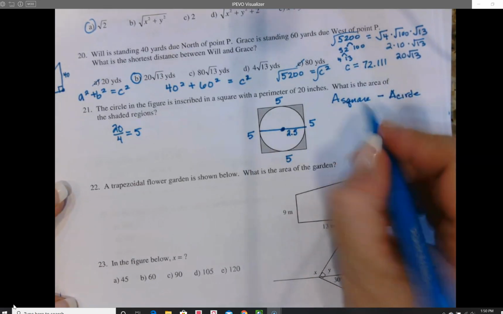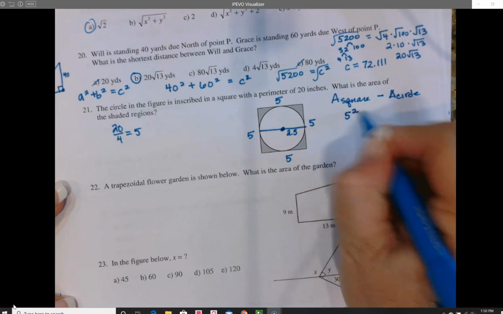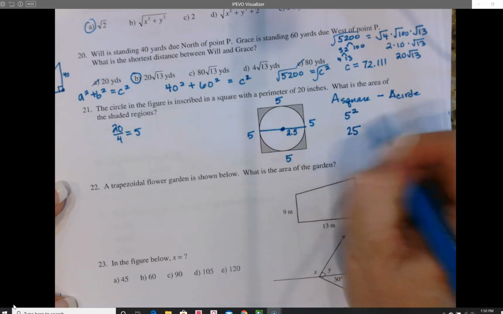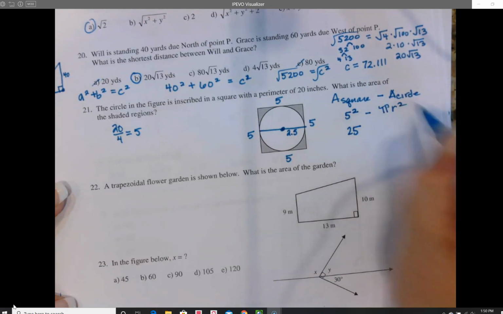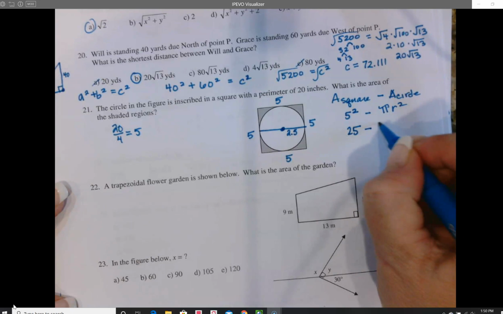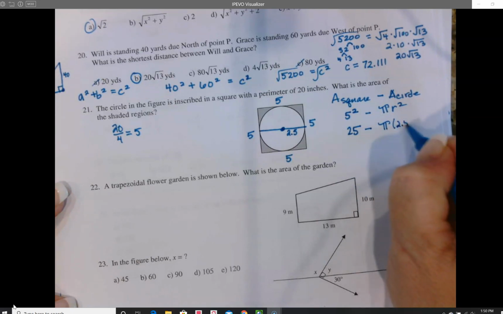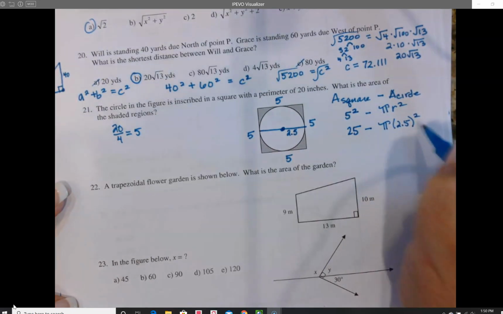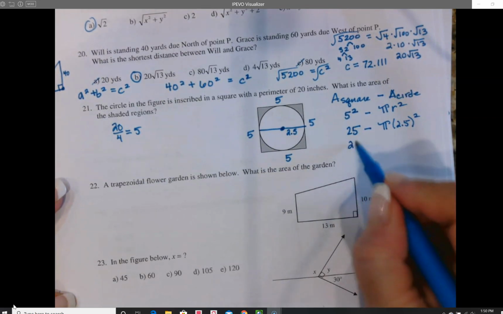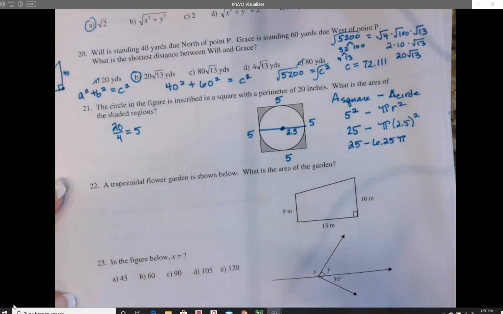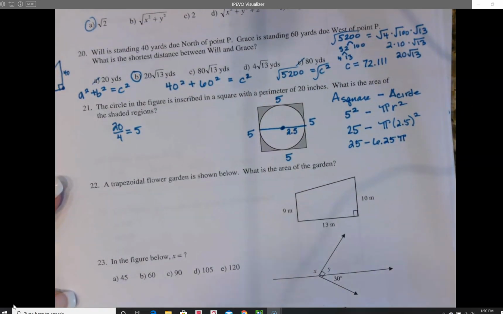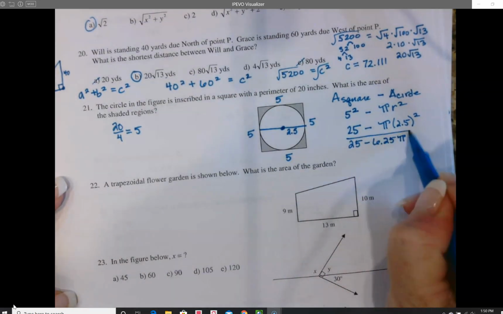So the area of the square is 5 times 5, or 25. And then the area of the circle, remember, area of a circle is pi r squared. So I'm going to go minus pi times 2.5 squared. And I'm going to put that 2.5 in my calculator, and I'm going to get 6.25 pi. And this is actually given as the correct answer to the problem.